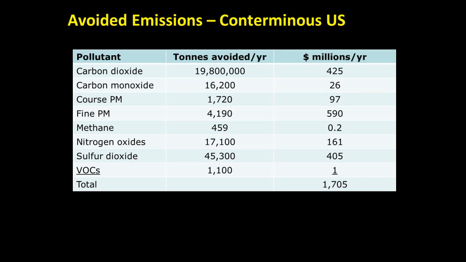So this is the avoided emissions in our country, mostly from carbon dioxide emissions. About 19 million or 20 million tons of carbon dioxide avoided annually, but you can see the other reductions in particulate matter, methane, nitrogen oxides, and VOCs by reducing energy use in cities. So what does this mean if we put these all together?